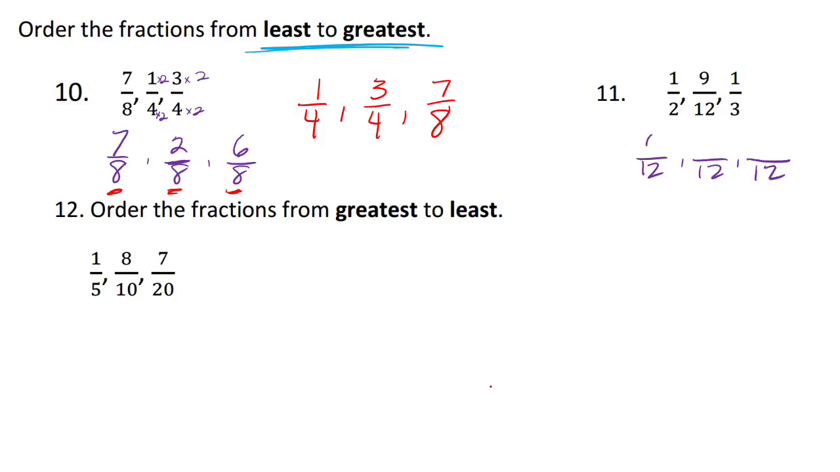So 1/2 is 6/12. 9/12 is still 9/12. And 1/3, we multiply the top and bottom by 4, gives us 4/12. And so we're still using least to greatest for this one. So we'll start with 4/12 is our smallest because we're comparing the numerators now. So we rewrite that as 1/3.